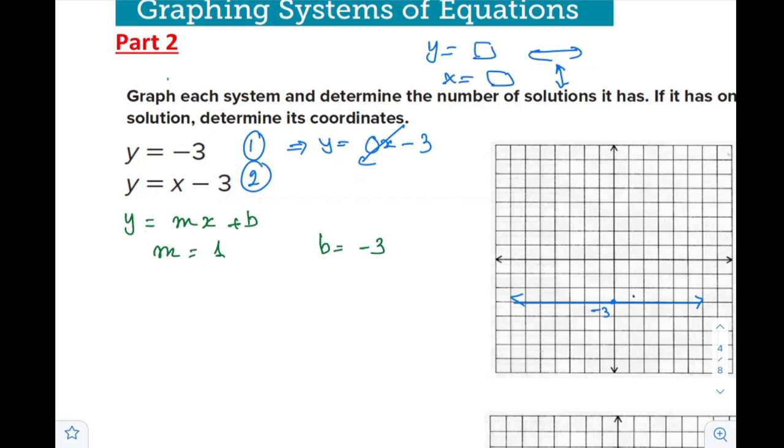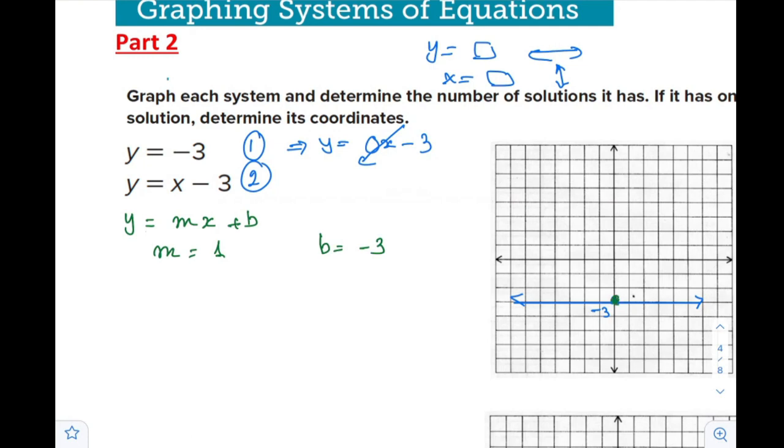You can refer to lesson 4.1, graphing linear functions, that we have discussed before. Refer to the channel and revise the graphing. So b equals minus 3 is the starting point.